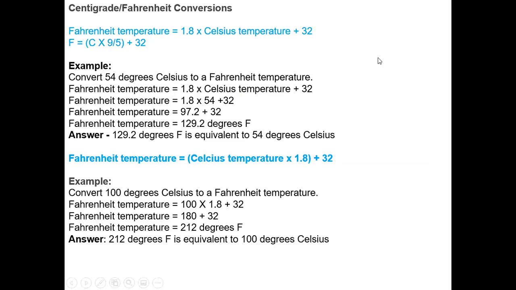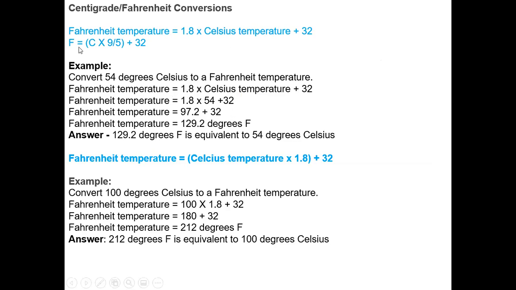Okay, on this slide, we're going to go over temperature conversions. So the first thing we're going to do is take a Celsius temperature and convert it to a Fahrenheit temperature. In order to do this, you're going to take your Celsius temperature, multiply it times 1.8, and then add 32 degrees to it.